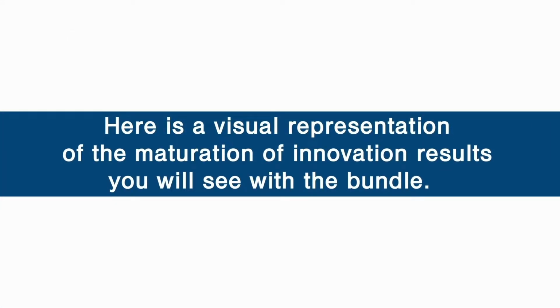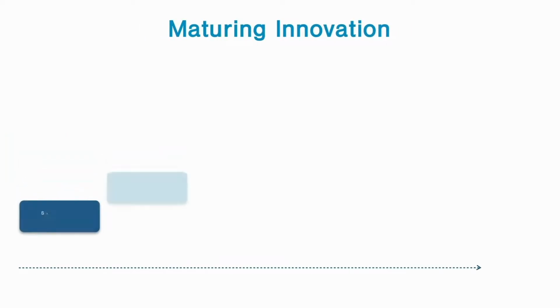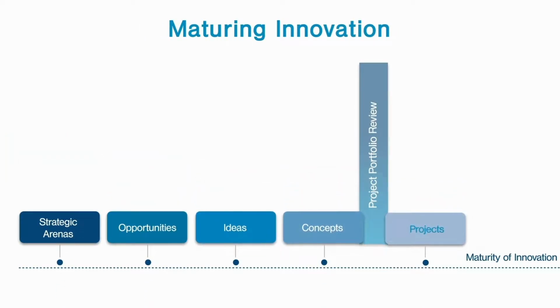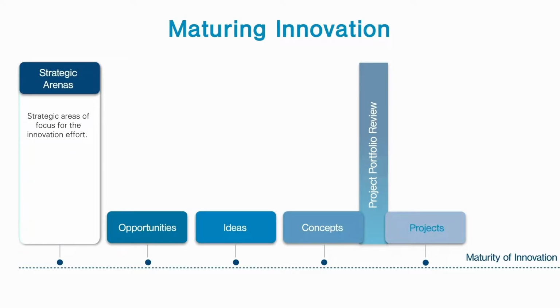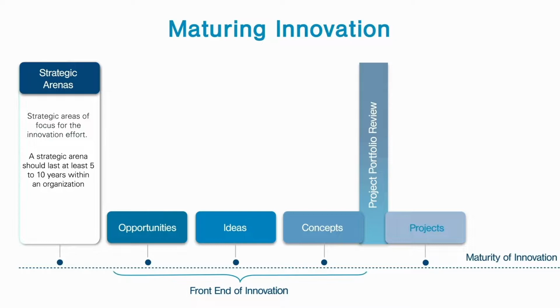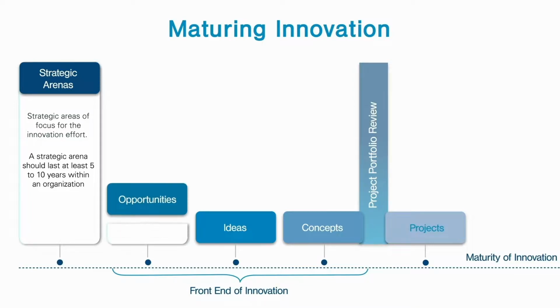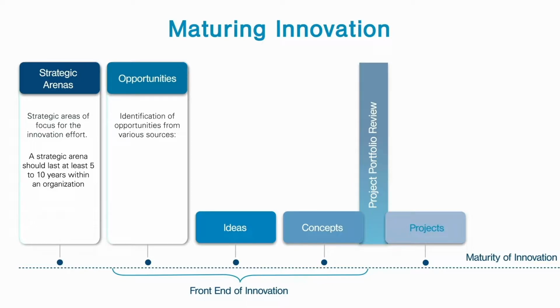Here's a visual representation of the maturation of innovation results you will see with the bundle. The innovation strategy is composed of strategic arenas, which are the areas of focus for your innovation effort. A strategic arena should last between 5 and 10 years within an organization. The front end of innovation phase can be separated into 3 steps, each aimed at helping the process of maturation. The lowest level of maturity is the opportunity, and there should be multiple opportunities within each arena. Opportunities can be identified from any of the following sources: a former or latent need, a problem that needs solving, a new technology, a new trend, and so on.